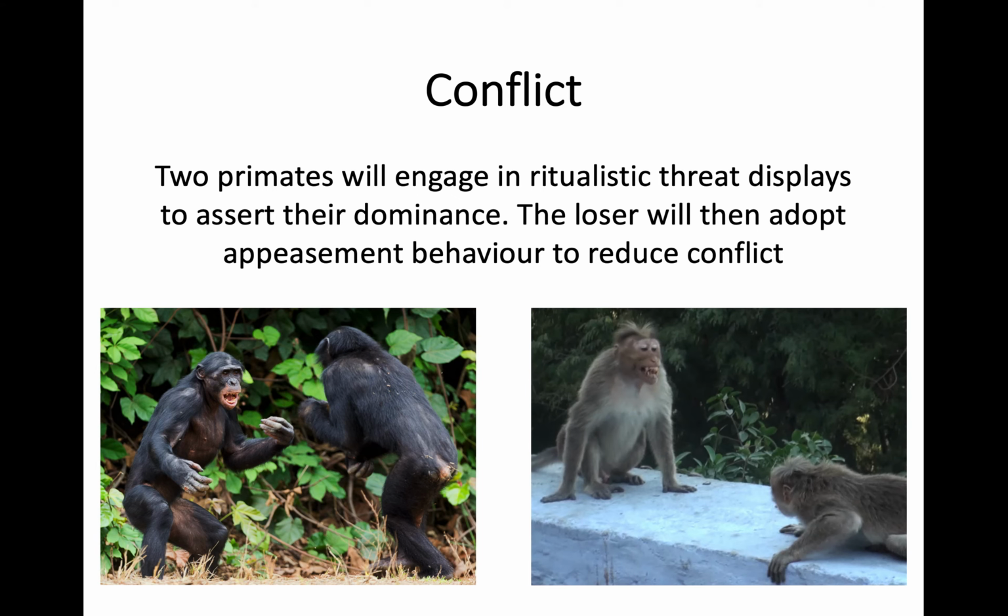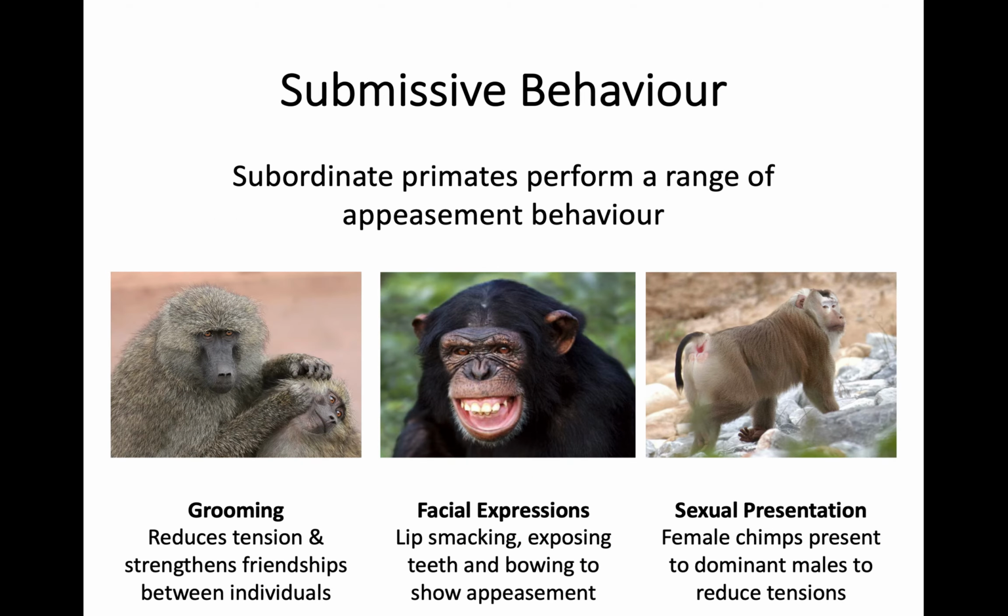So you can see some examples here of these monkeys on the left that are having a bit of a scrap, and again they're both going through this threat display. They're asserting their dominance, but then what will happen, like you can see on the right, is the loser is going to adopt that appeasement behaviour, and that's going to reduce the conflict, hopefully stop it, and also assert who is ahead of who in terms of the social hierarchy.